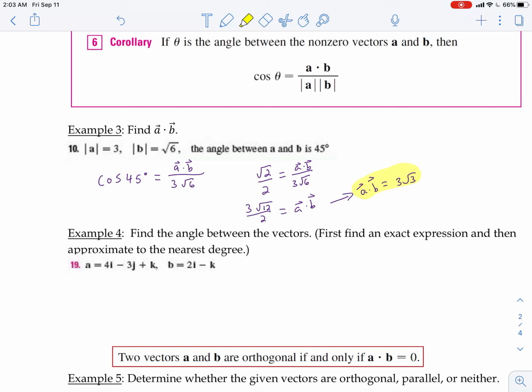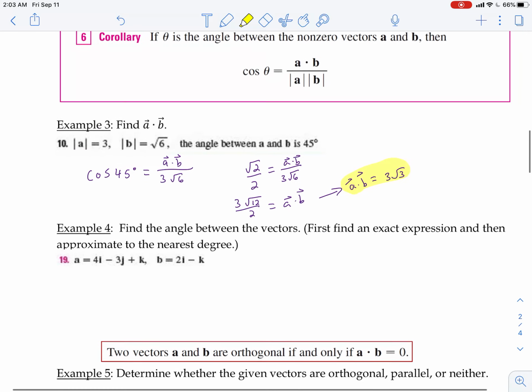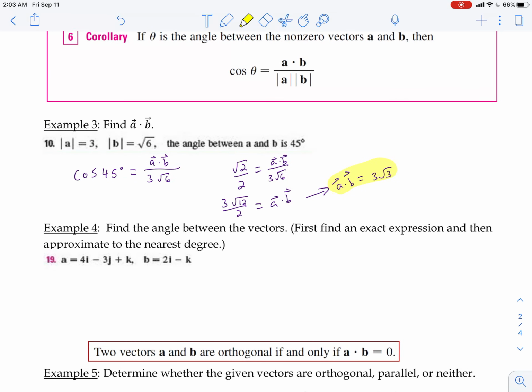All right, now, example 4, we're going to find the angle between our vectors. So now we're actually trying to find theta. And we're going to find an exact expression and approximate to the nearest degree. We could do this in radians if we wanted to, but in this case, it's asking for degrees, so we're going to do so in degrees. So here we have two vectors, vector A and vector B.